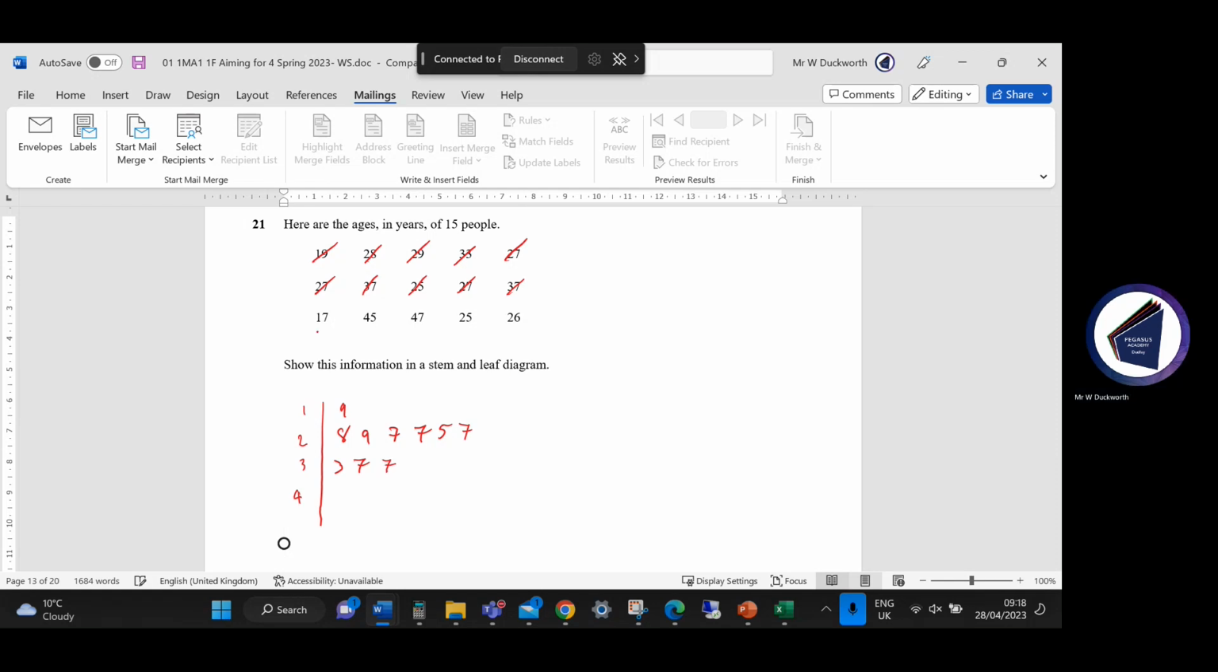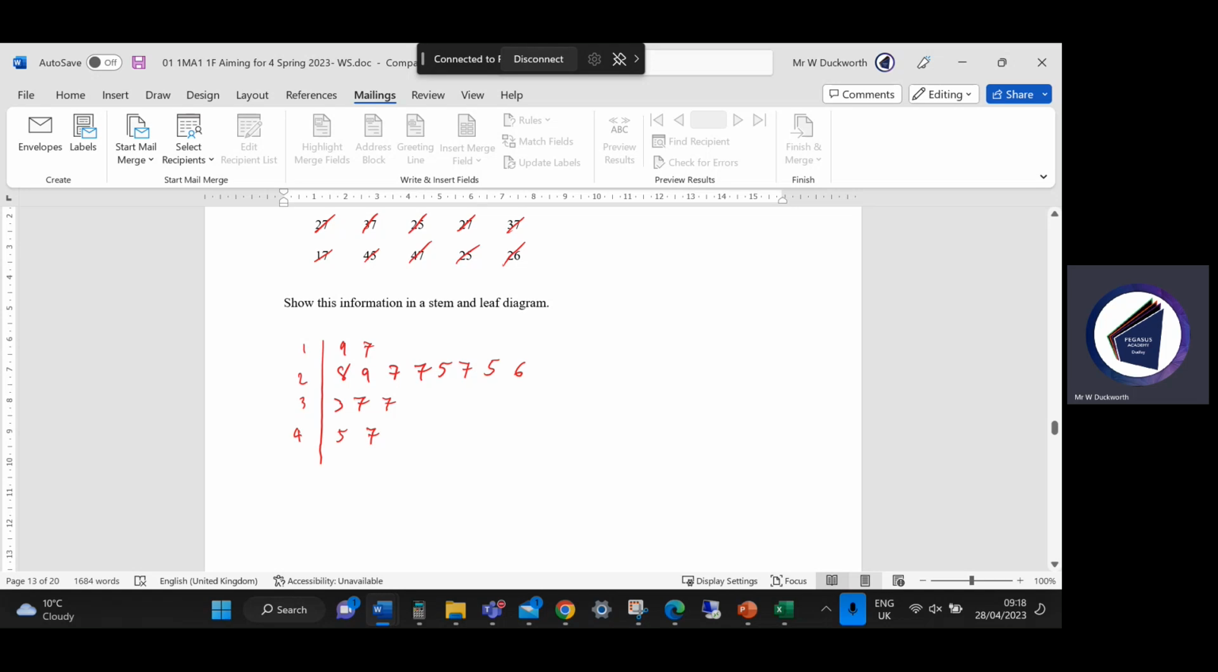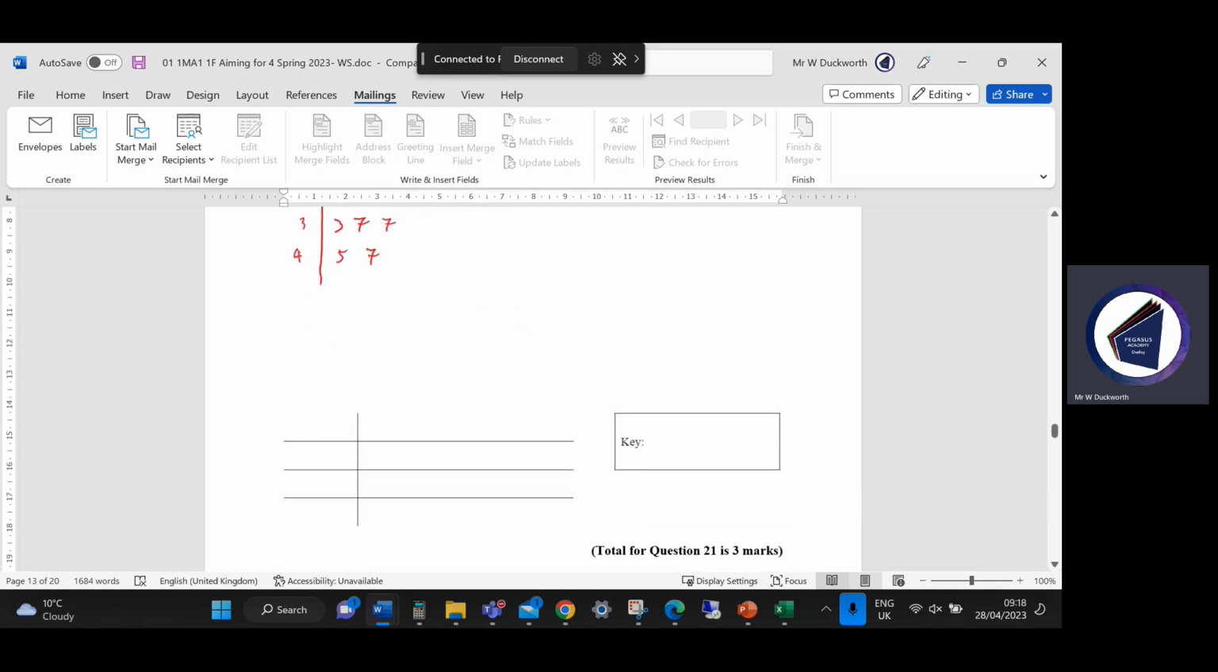37, 17, 45, 47, 25, and 26. So double check that I've got 15: 1, 2, 3, 4, 5, 6, 7, 8, 9, 10, 11, 12, 13, 14, 15. So that's my unordered. Now I need to order them. So I'm going to do the same principle. So my stems are going to be 1, 2, 3, and 4.